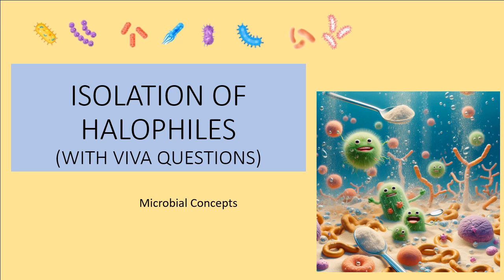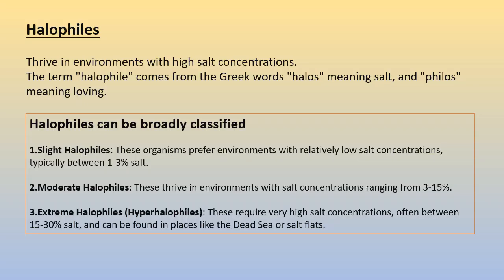Now about this kind of extremophile that we know, they love salt. That's the term halophile. It means that they are salt loving bacteria. So they thrive in environments with high salt concentrations. This particular term is derived from Greek words: halos, meaning salt, and philos, meaning loving. So very simple to remember, halophiles are salt loving bacteria or microbes.